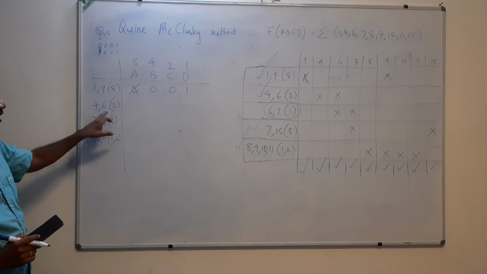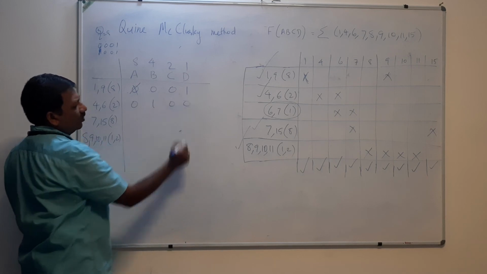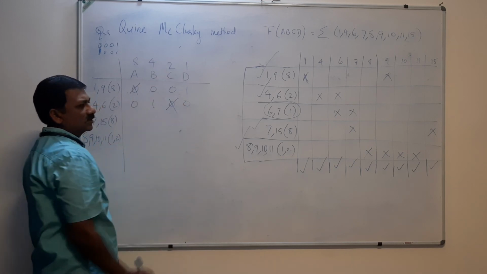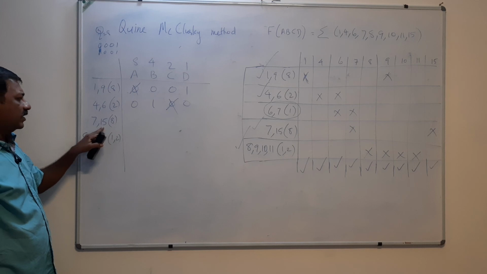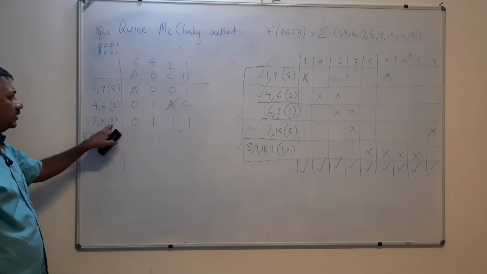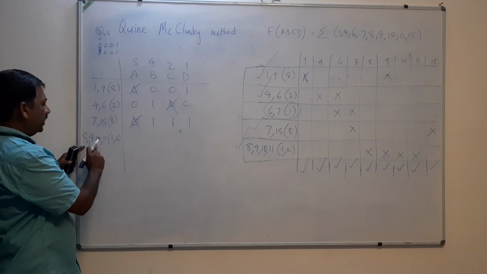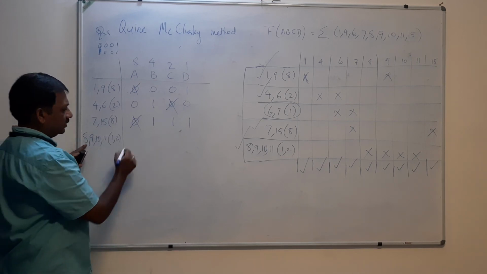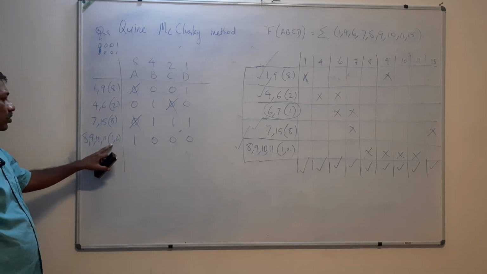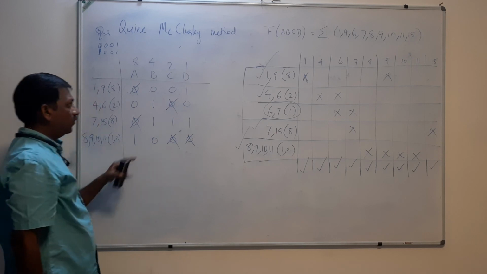Now 4 and 6. You have to write 4, which is 0, 1, 0, 0, and the 2 position you cross, close. Then 7 and 15. You have to write 7, 0, 1, 1, 1, and the location corresponding to 8 you have to cross it. And 8, 9, 10, 11, you have to write 8, which is 1, 0, 0, 0, and you have to cross the first and second locations, 1 and 2.